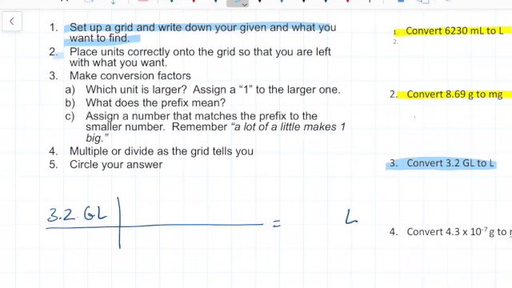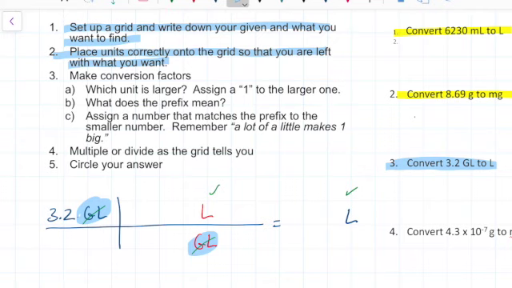Step 2 says place the units correctly onto the grid so that you are left with what you want. Okay, I have gigaliters here. What am I going to put down here? I'm going to put gigaliters. And I'm headed to where? Liters. Now, watch. This will cancel with this because in math, anything divided by itself is 1. I'm left with what I want. That's how I know I set my units up correctly.